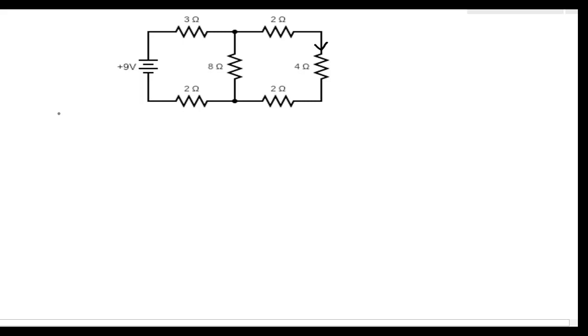In this circuit we have to find the current through the 4 ohm resistor. Now to do this we have to apply Kirchhoff's laws, that is Kirchhoff's current law and Kirchhoff's voltage law.